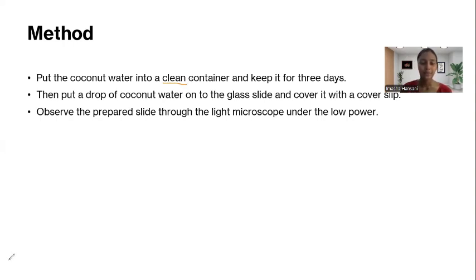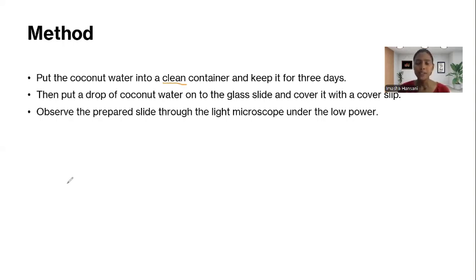I show you the glass slide. You know about glass slides and cover slips. How do we hold a glass slide? Do we hold it from the middle? No, we hold it from the corners or the sides. And holding it from the sides, we put a drop of coconut water onto it and cover it with a cover slip without trapping any what? Air bubbles. So how can we do that? We slant the cover slip on the glass slide and carefully, slowly cover it. There we can avoid trapping any air bubbles. Then we can observe the prepared slide through the light microscope.